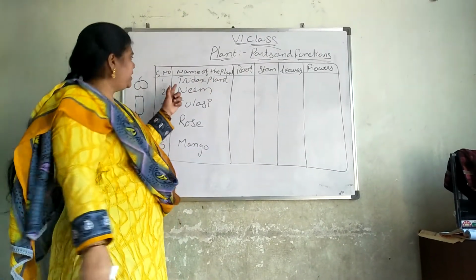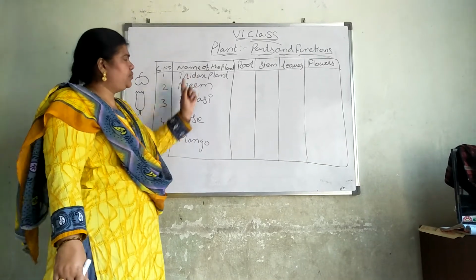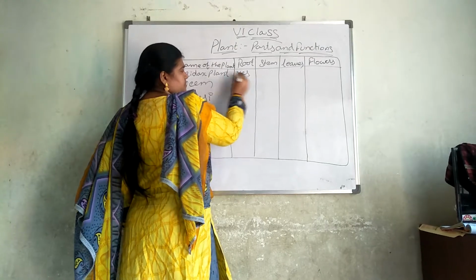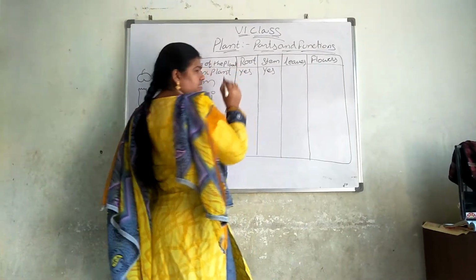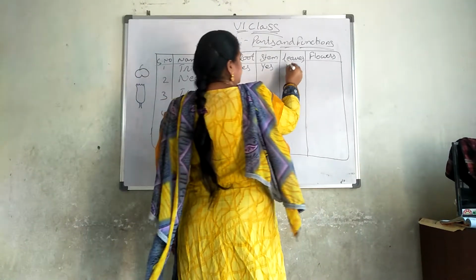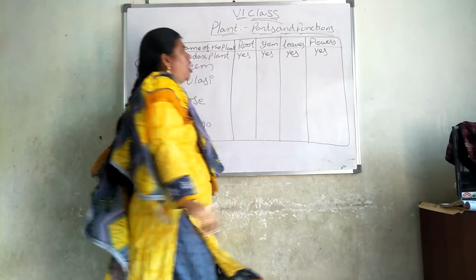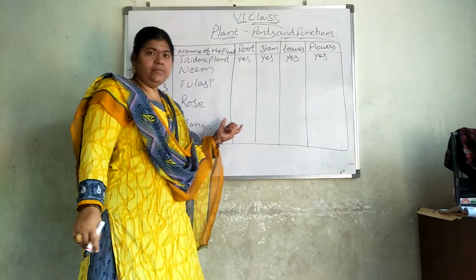Now coming to here: Tridax, neem, tulasi, rose and mango. The first one, does the Tridax have the root system? Yes. Does it have the stem system? Yes. Does it have the leaves? Yes. Does it have the flowers? Yes. All the 4 things are present in this Tridax plant.